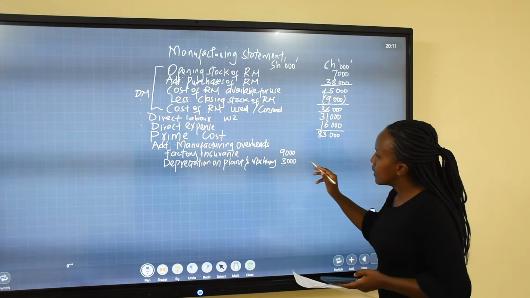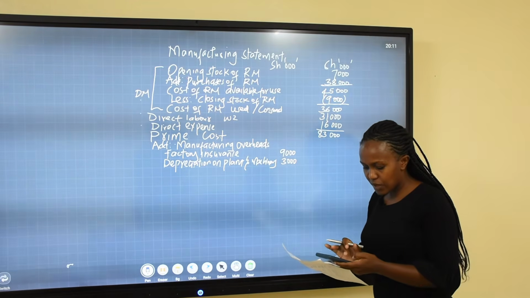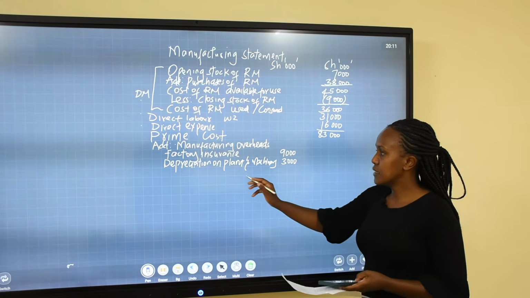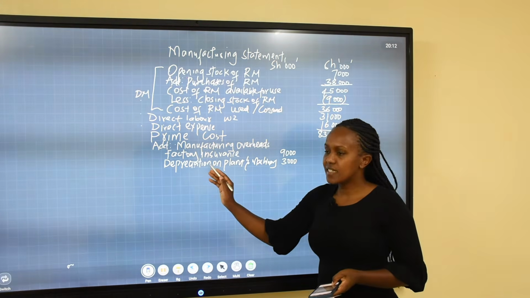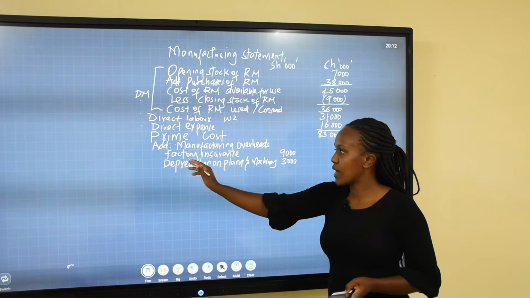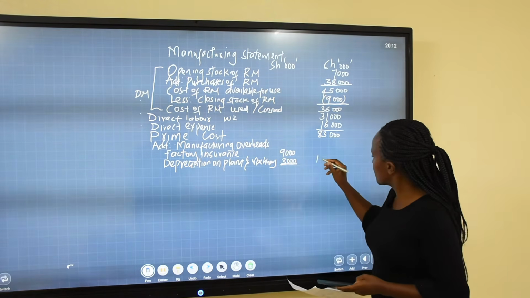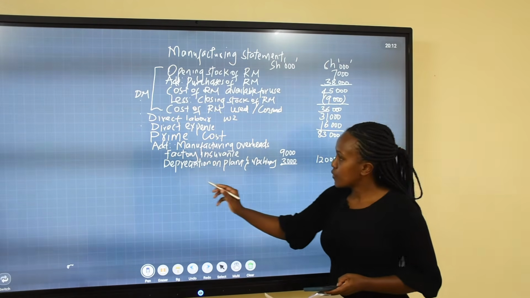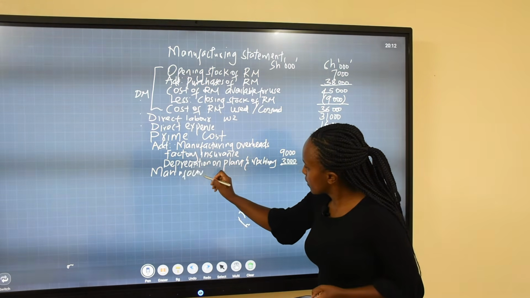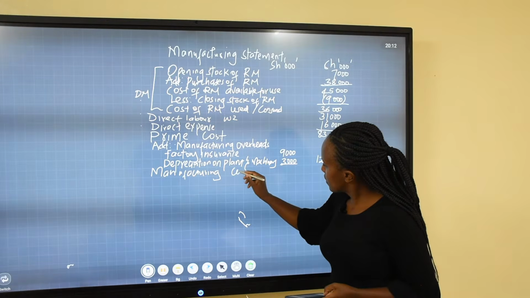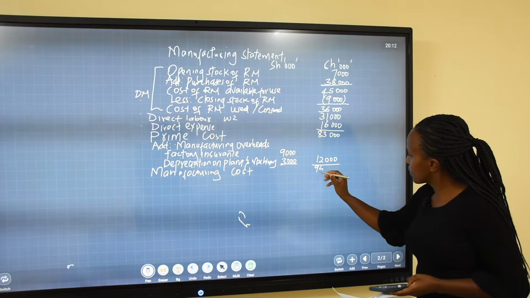So this is a factory insurance. In our example, we do not have so many, but others, as I was explaining, would be supervisor salaries, indirect materials, factory lighting, factory rent, all those bearing the word factory would also be manufacturing overheads. So this gives us a total of 12,000. When we add, we get a manufacturing cost. And the manufacturing cost, which is the sum of these two, is going to be 95,000.